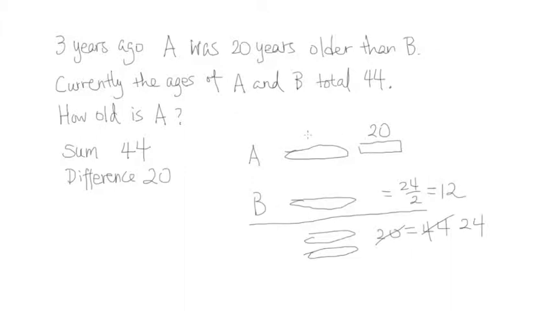And this will be 12. So this one is solved easily. 12 plus 20. The age of A will be 12 plus 20, which is 32 years old. Okay, let's try another problem.